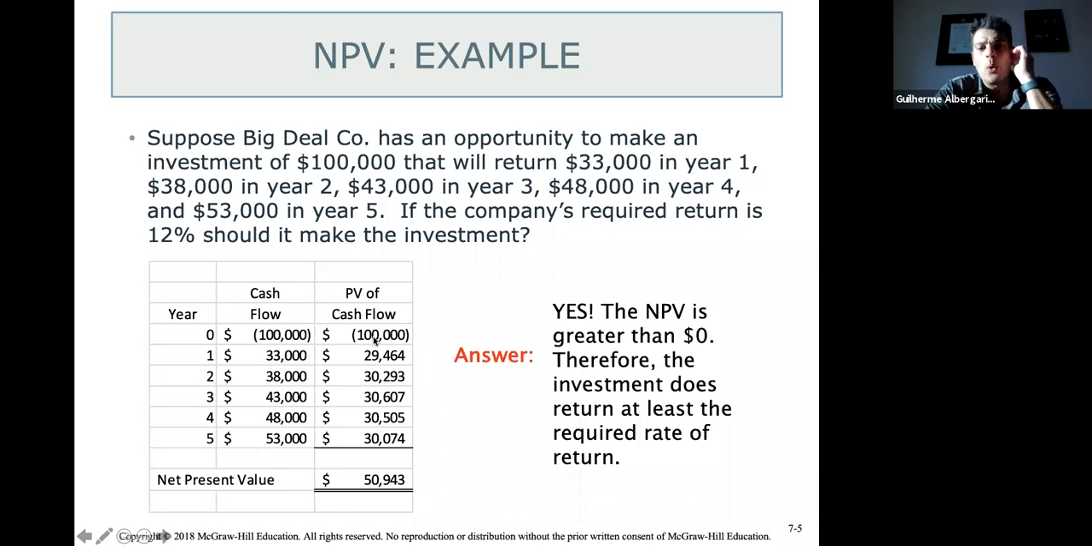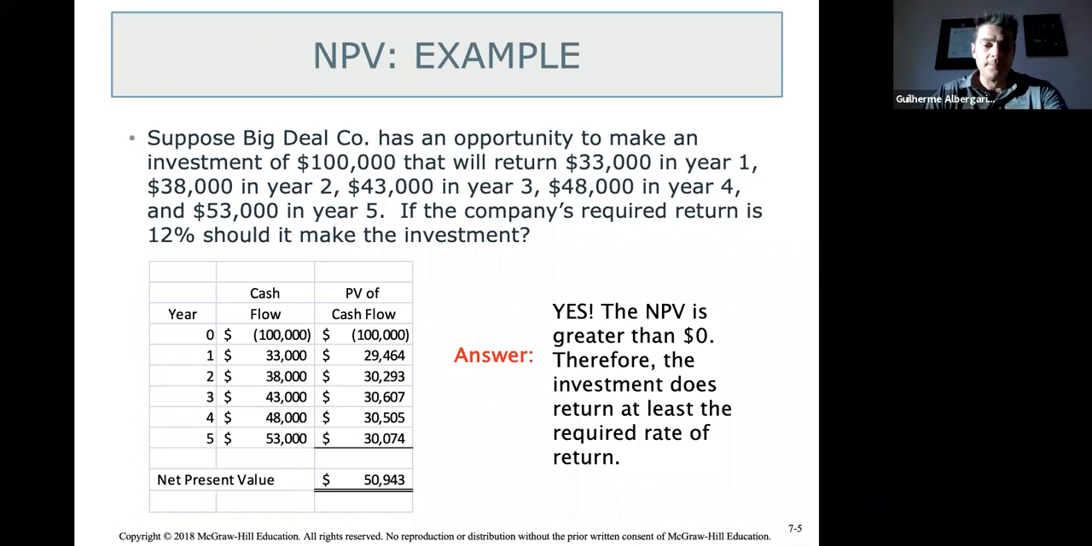Now you need to calculate the present value of that. Since this is year zero, it's a negative 100,000 right out of my pocket. That 33,000, if I discount by 12%, is 29,000. That 38,000, if I discount 12% for 2 years, is going to be 30,000, and so on and so forth. When we add all that up, that's exactly how you calculate net present value.